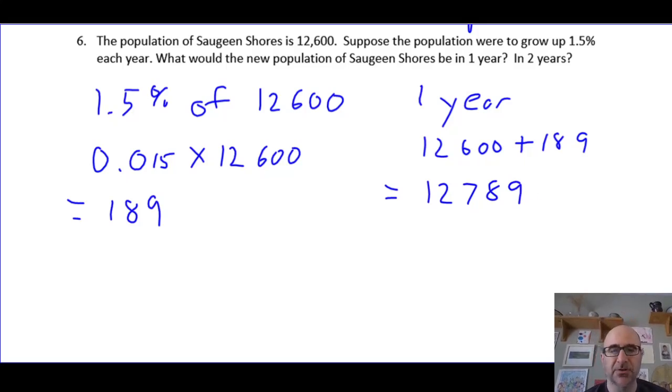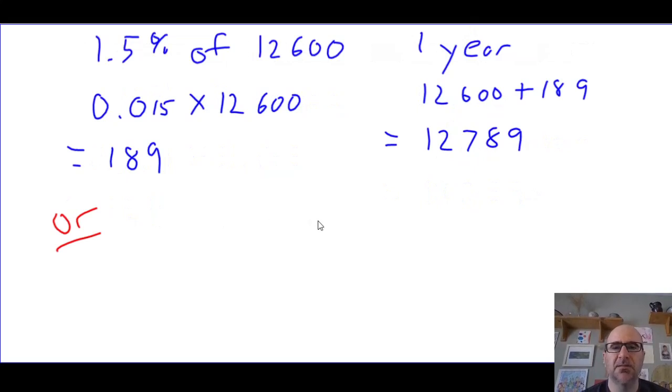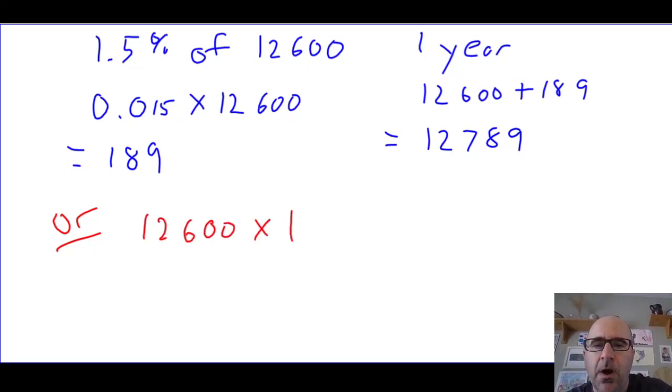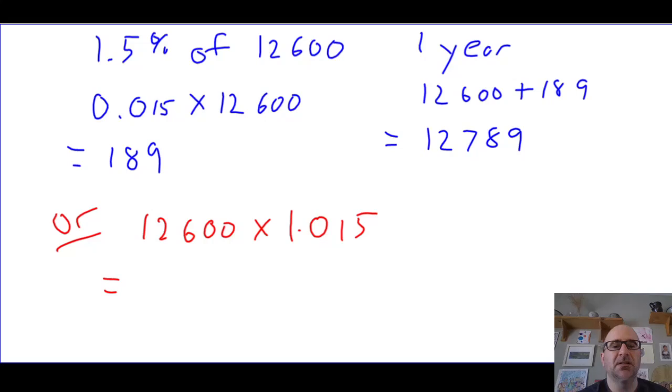However, there is a quicker solution. In this solution, we take the 12,600 and we multiply it by 1.015. So we're basically saying that we have 101.5% of the population. We have 100% of the 12,600 plus the 1.5%. That's going to give you 12,789 all in one step. Just a little bit quicker.